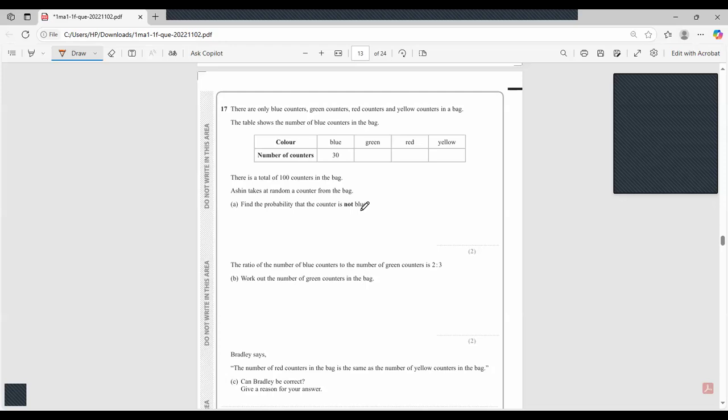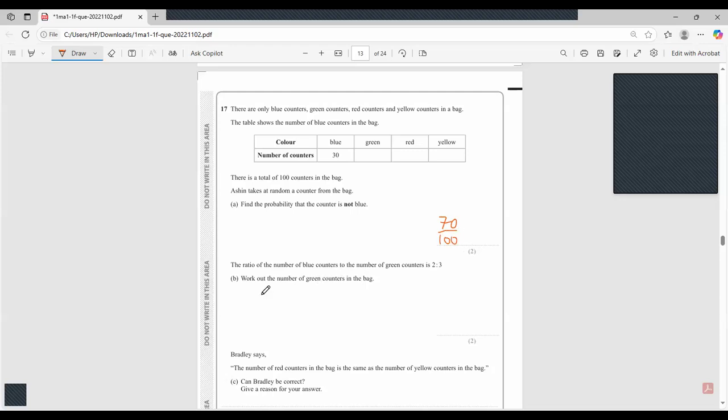So we move on. It says the ratio of the number of blue counters to the number of green counters is 2:3. It says work out the number of green counters in the bag. So that should be easy, right? It says you should work out the number of green counters in the bag. So what do you think would be the number of green counters in the bag?